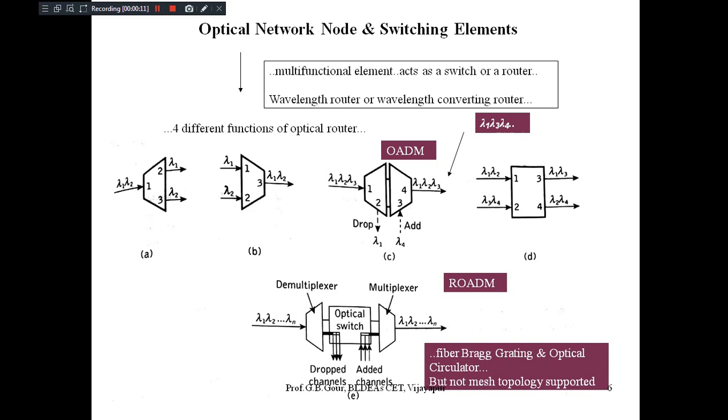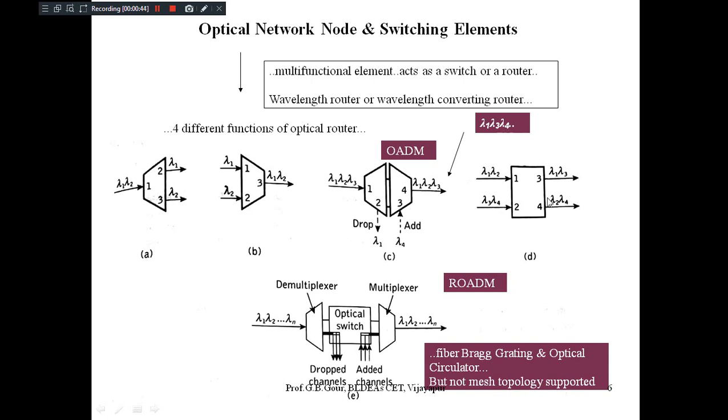So just a brief about and continuing with what I covered in the last session or video, that is optical network node and switching elements. There we came across how one single optical node acts like either a demultiplexer as shown in figure A, or a multiplexer as in B, or an optical add drop multiplexer where a particular wavelength can be added or dropped, or a switching element where a typecasting is happening between the different wavelengths.